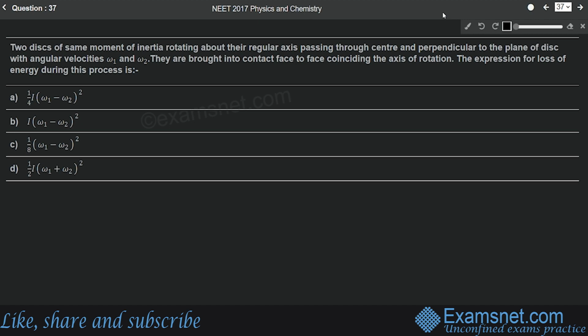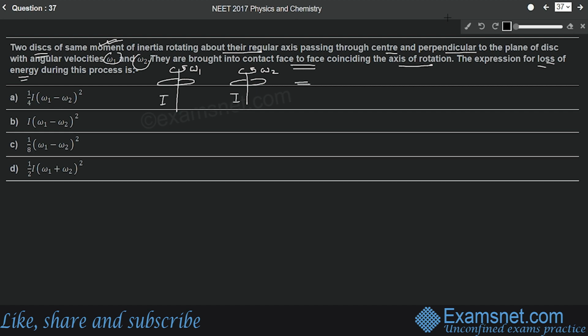Now question number 37 is from the chapter Systems of Particles and Rotational Motion, and the question is, two disks of same moment of inertia are rotating about their regular axis passing through center and perpendicular to the plane of disk with angular velocities omega 1 and omega 2. They are brought into contact face to face coinciding the axis of rotation. The expression for loss of energy during the process is, okay, so we have two disks here. This is disk 1, this is disk 2. The first one is rotating with an angular velocity omega 1 and the second one is rotating with an angular velocity omega 2. The moment of inertia is the same for both, that is I.